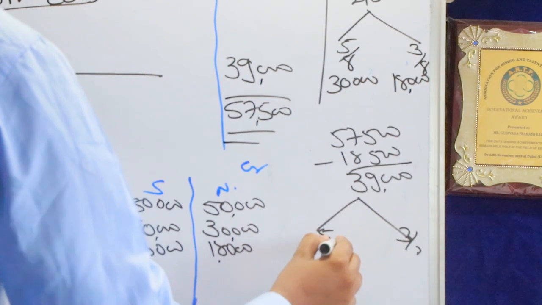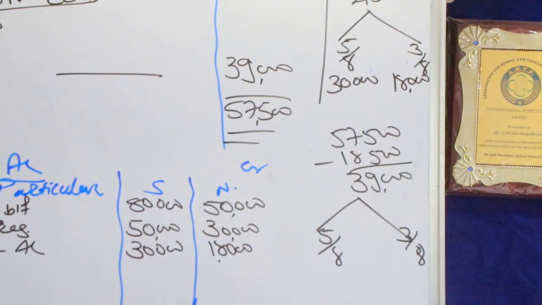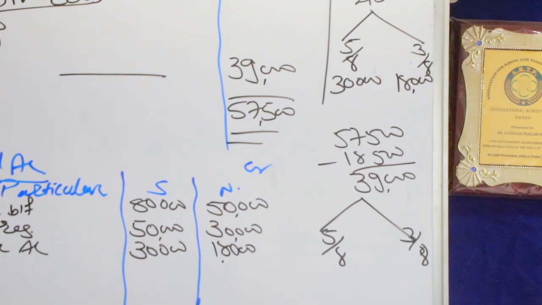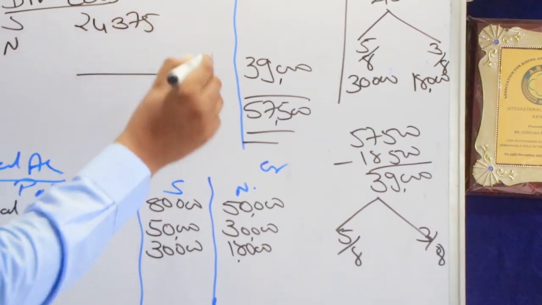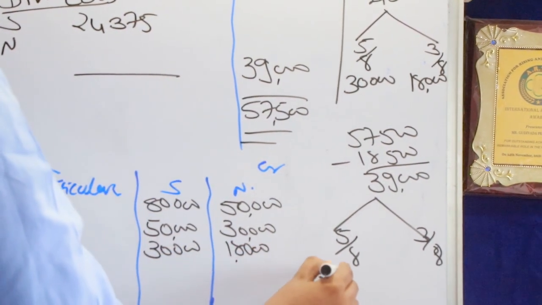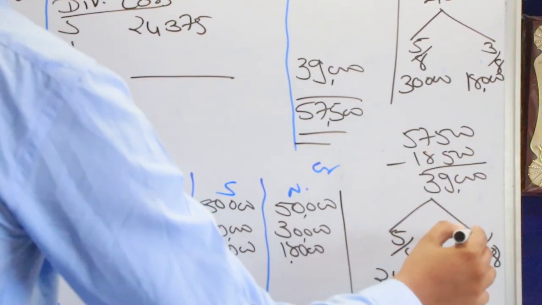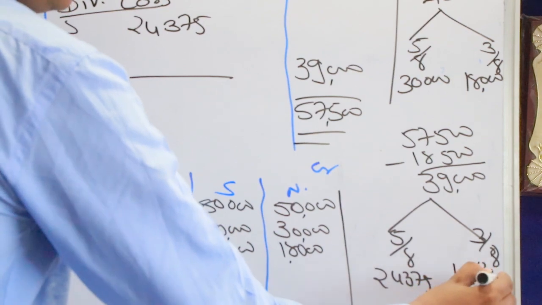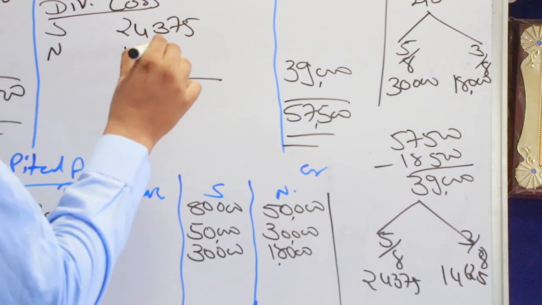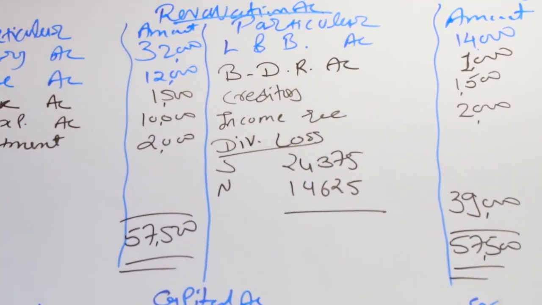5 plus 3, 8. So 5 by 8 and 3 by 8. 39,000 into 5 divided by 8. So the answer is 24,375. And for Nirmi, the amount is 14,625 rupees.